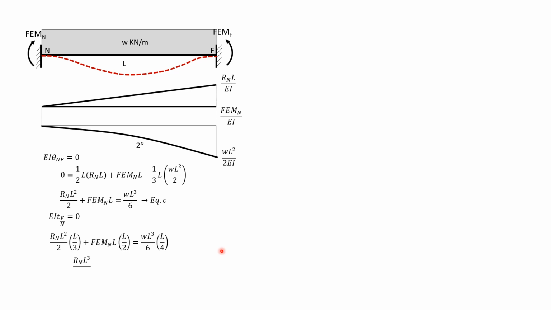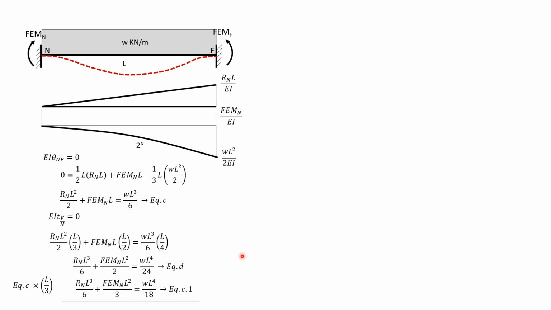Then we simplify this equation into Rn L cubed over 6 plus fixed moment near L squared over 2 equals WL to the 4th over 24. So that we can eliminate Rn L cubed over 6, again we multiply equation C by L over 3. The result is Rn L cubed over 6 plus fixed moment near L squared over 3 equals WL to the 4th over 18. Then, because we can now eliminate Rn L cubed, we subtract equation C.1 from equation D. So Rn L cubed over 6 is eliminated.